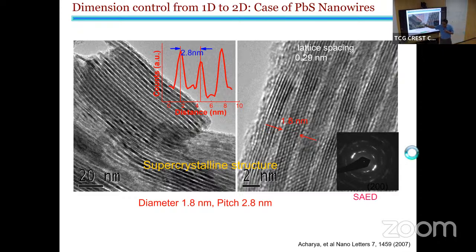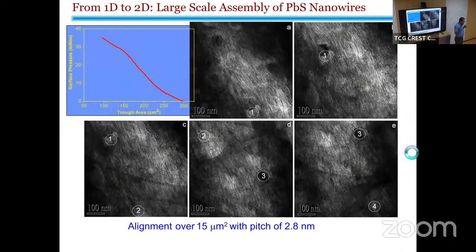In this case, we have chosen lead sulfide nanowires, which are 1.8 nanometer in diameter. Length is exceeding at least 200 nanometers there. So again, we spread them at the air-water interface and did the same thing. First, we align these nanowires in one dimension. These are the successive TEM images taken from the same area. This one is actually 0.1 in this frame. This two is actually 0.2 in this frame.